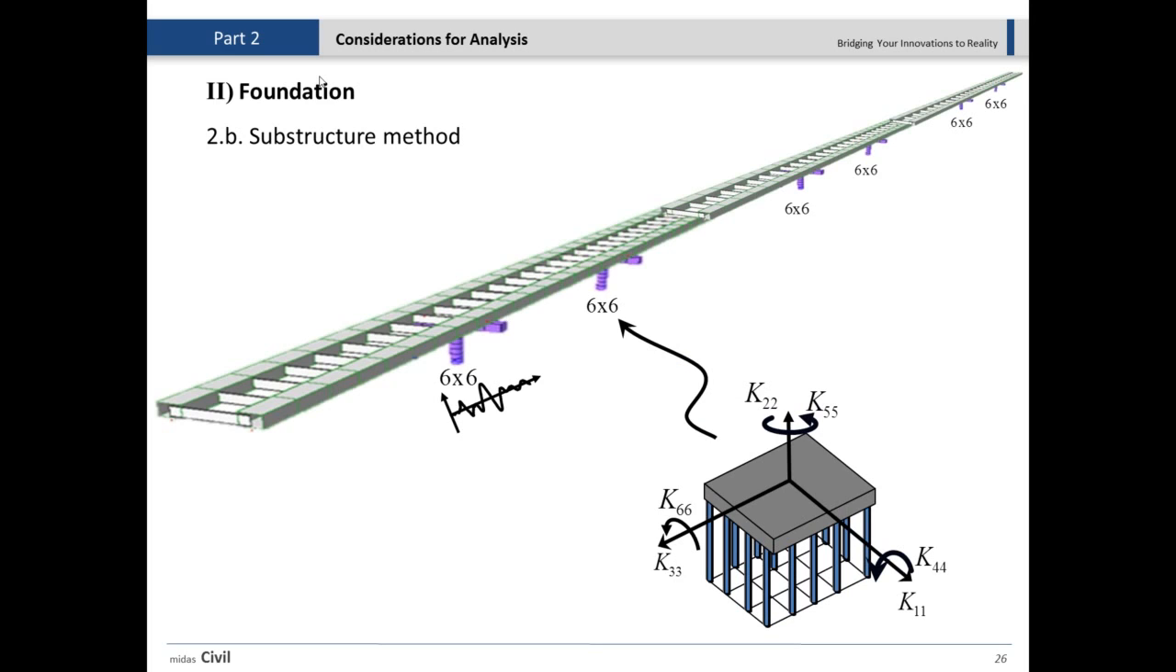So in the substructure method, we say that we have to look for one substitution for the pile system. So I'm gonna delete the pile system and then place only one spring. That spring should have the 6x6 matrices of the mass, damping, and stiffness. Okay, those are the three main parameters in the dynamic analysis, right?